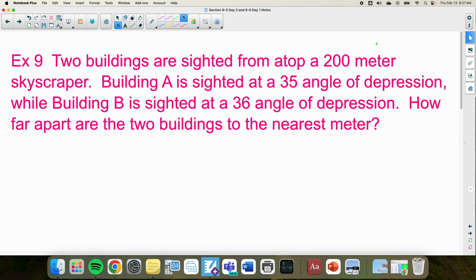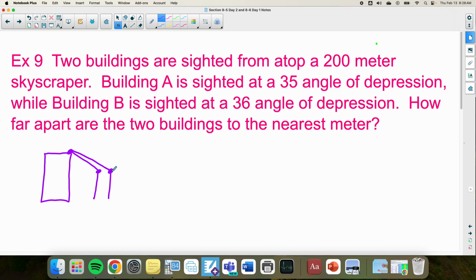Now this one here says two buildings are sited from atop a 200-meter skyscraper. Building A is sited at a 35-degree angle of depression, and building B is sited at a 36-degree angle of depression. How far apart are the two buildings? So I'm a horrible drawer, but it's kind of like you have this building here, and somebody up here looking down at a building, I'm going to just put a straight line for one of the buildings, and then they're looking straight down at a second building.